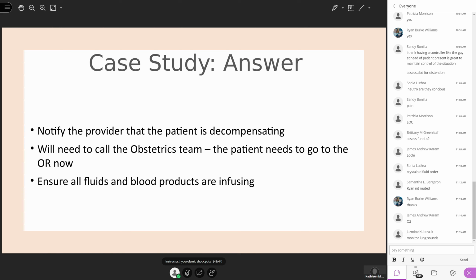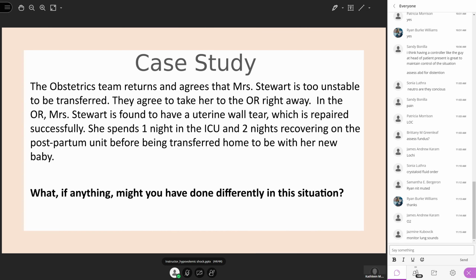Yep. So you call the team and tell them she needs to go to the OR now. The team returns and agrees that Miss Stewart is too unstable to be transferred. They agree to take her to the OR right away. And in the OR, she's found to have a uterine wall tear, which is repaired successfully. She spent 1 night in the ICU and 2 nights recovering postpartum before being transferred home to her new baby.